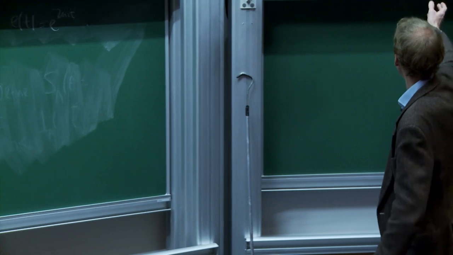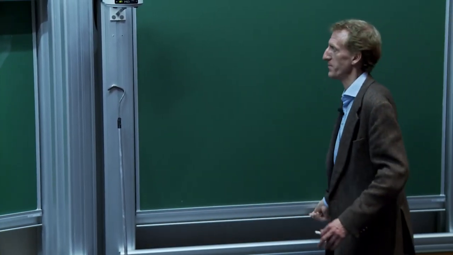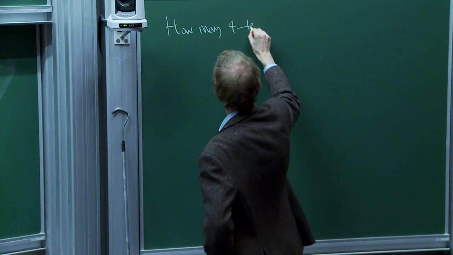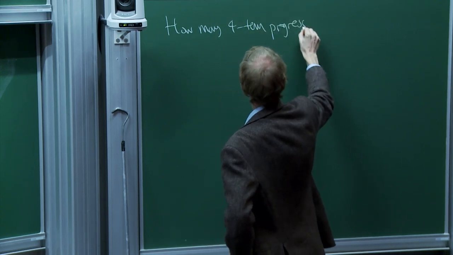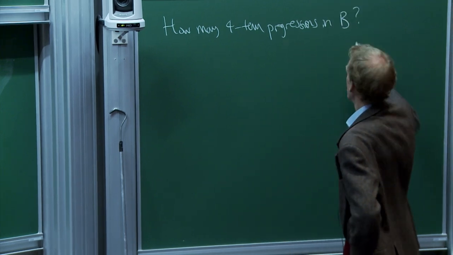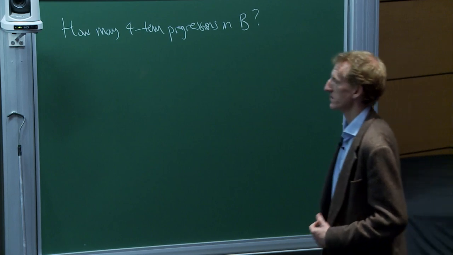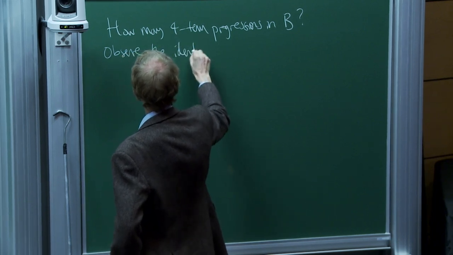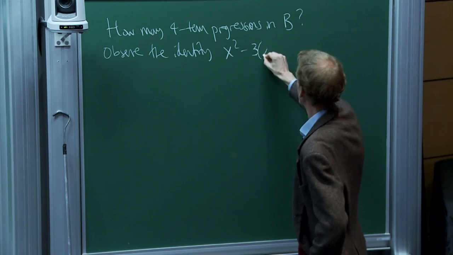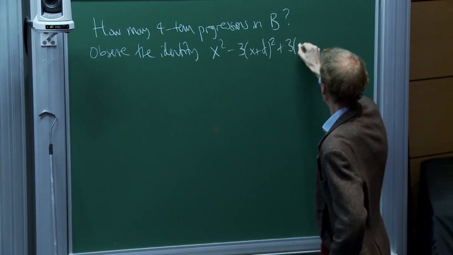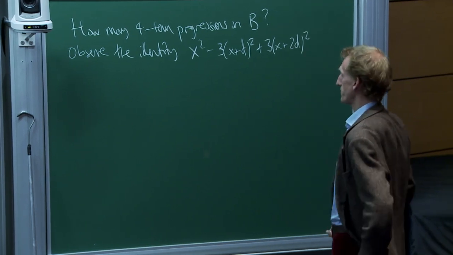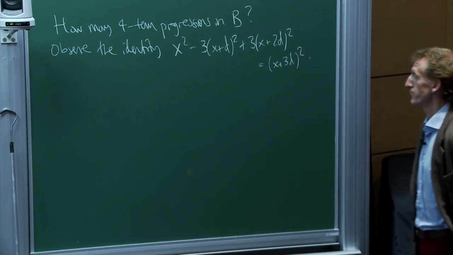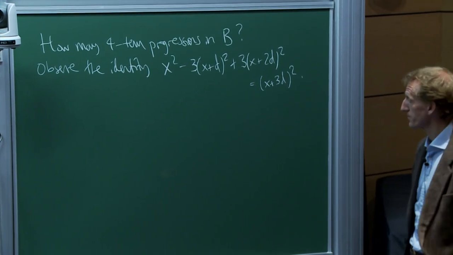Now we come to the interesting thing, which is the number of four-term progressions in B. And the reason this is interesting is that there's a certain identity. So observe the identity that x squared minus 3 times (x plus d) squared plus 3 times (x plus 2d) squared is equal to (x plus 3d) squared. So it's a fairly natural identity.